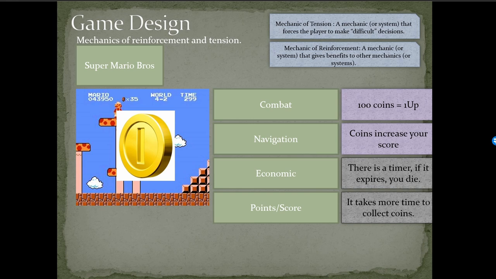And then two tension mechanics. If the timer reaches zero, you're dead. So that timer is always ticking down. So, you know, there's increased tension in the level I have to get through. And it takes more time to collect coins than it does to just run past them. So obviously that creates tension in the game as well. So all of this is, you know, part of the coin collection system.